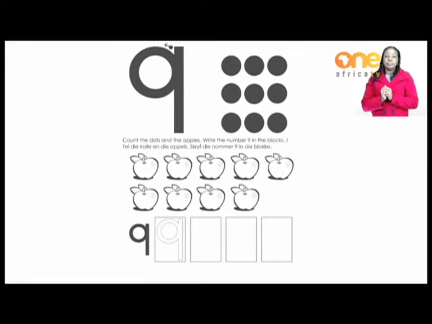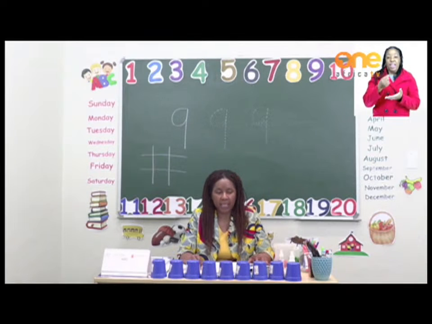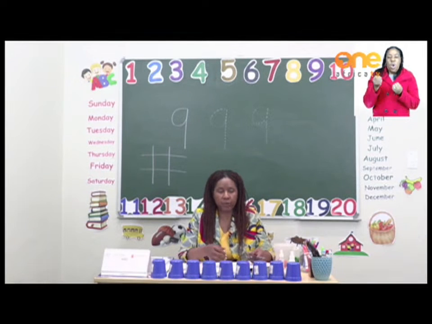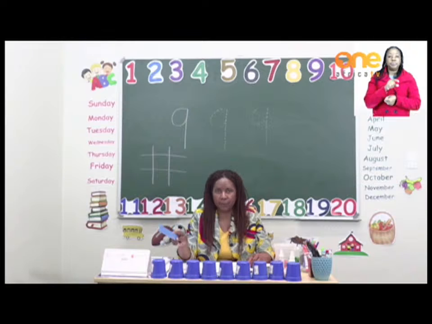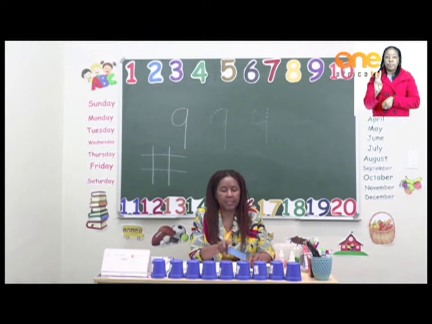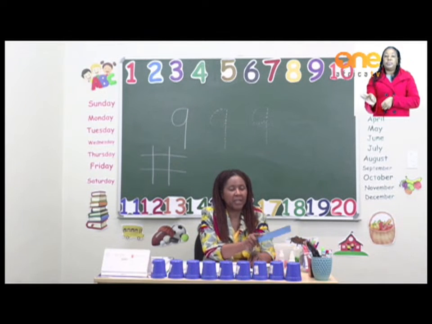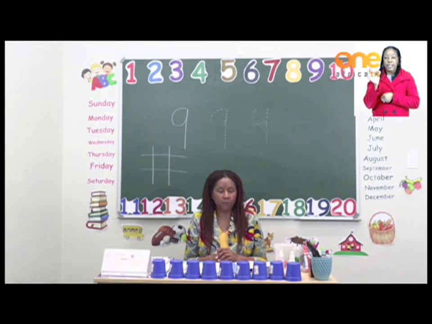Let's look at the blue cups that I have lined up on my table. We would like you to count as I point to the blue cups. Let's count together. 1, 2, 3, 4, 5, 6, 7, 8, 9. Well done. Let's move over to the chalkboard. I would like to show you how you are supposed to form the number 9.